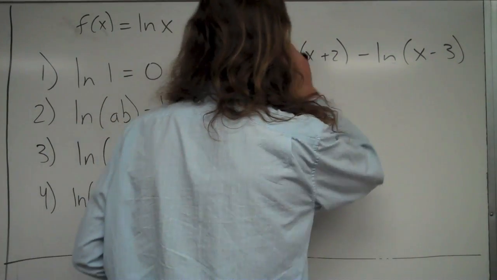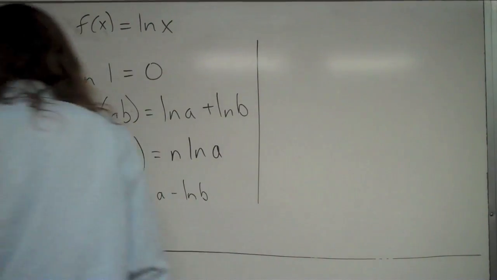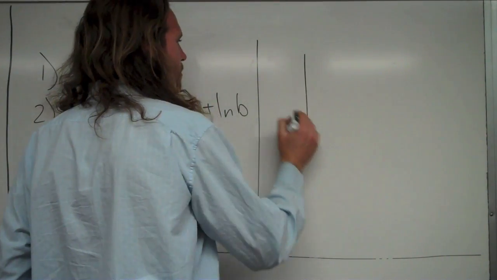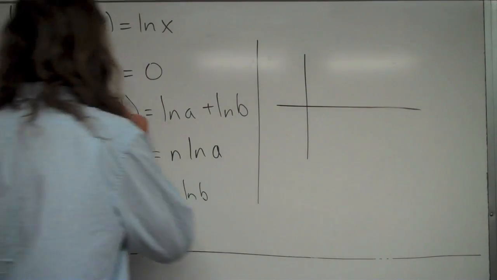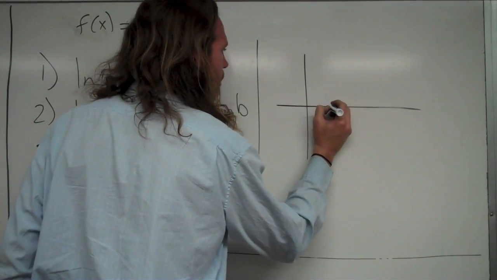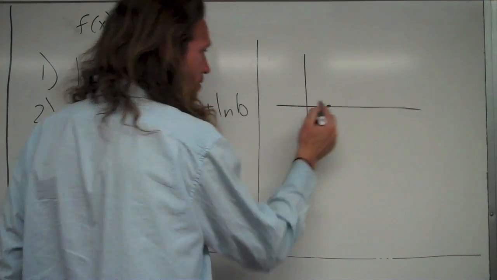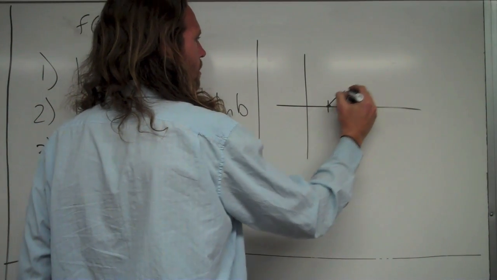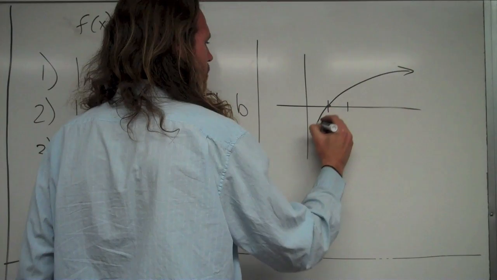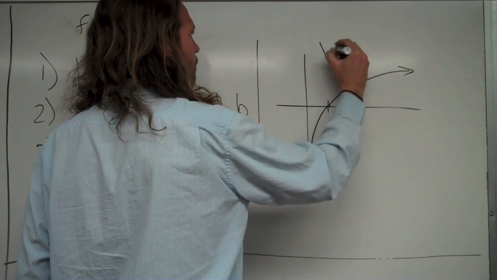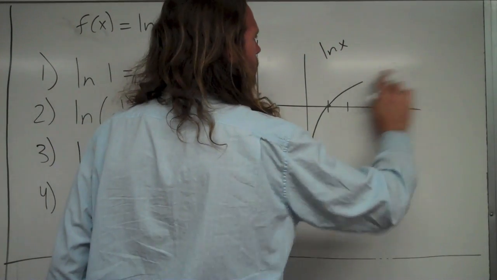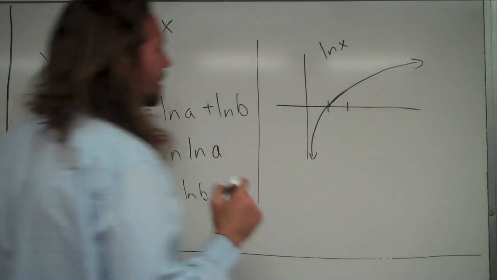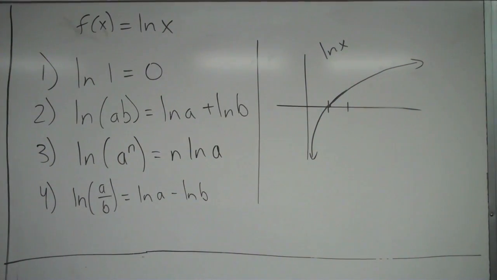Another important thing is knowing what the graph of natural log x looks like. You don't have to know exact details of every value, but we do know that when x is 1, natural log is equal to 0. So it goes through the point (1, 0), and it looks generally like this. So this is the graph of natural log x.